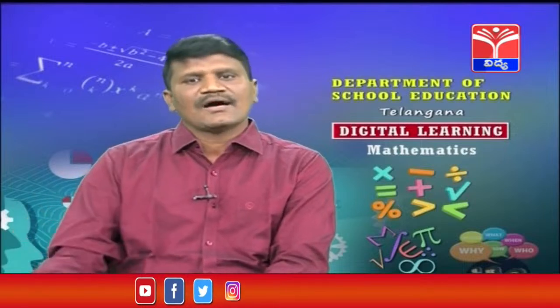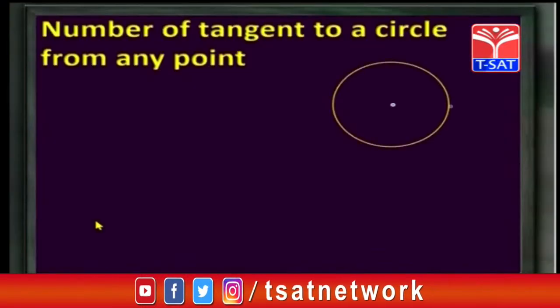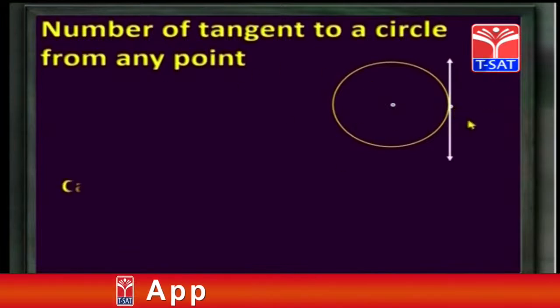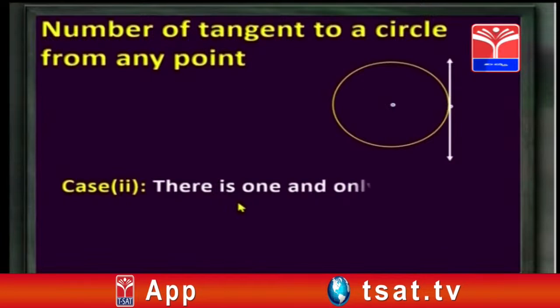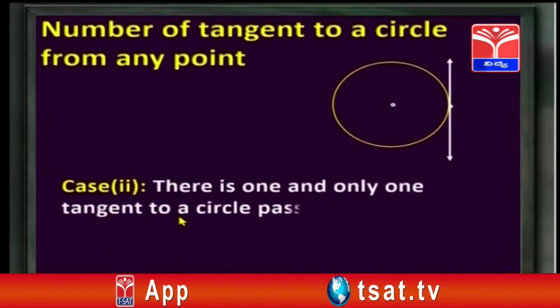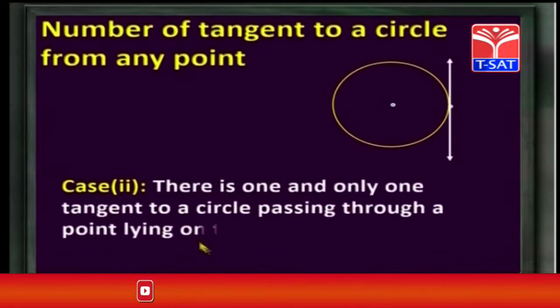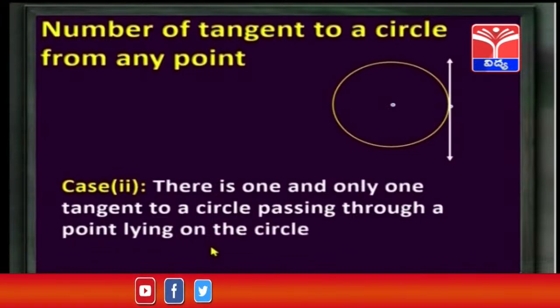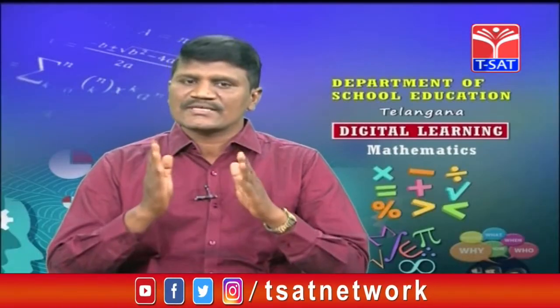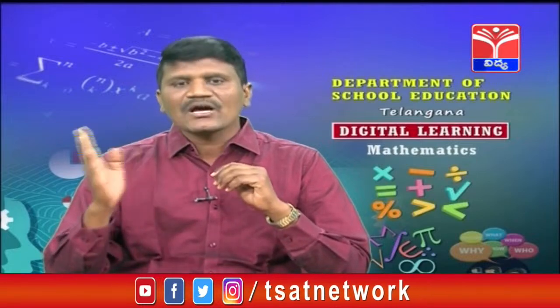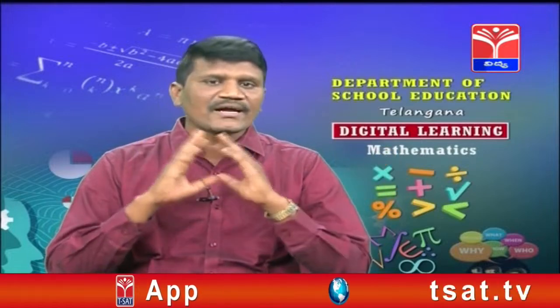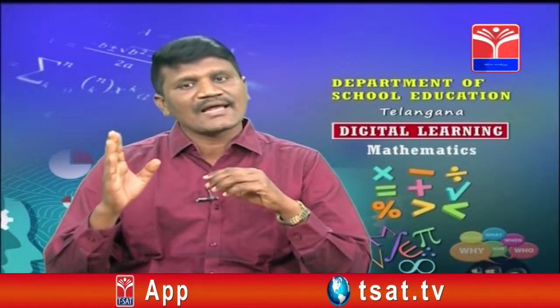Now let us see if a point is outside the circle or on the circle. The second case, let us see, this is the point which is on the circle. So case 2, there is one and only one tangent to a circle passing through a point lying on the circle. So if the point is lying inside the circle, we cannot draw any tangent. If a point is lying on the circle, we can draw only one tangent.